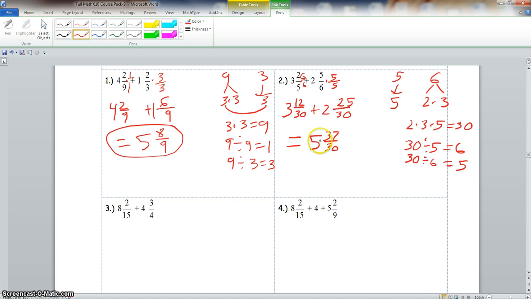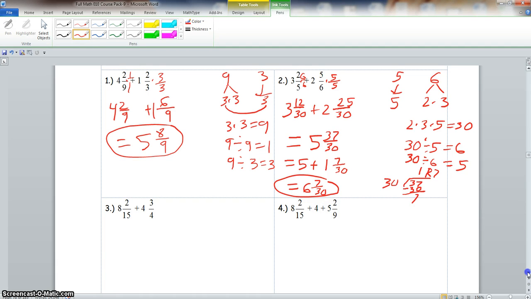Now we have a little issue here that we didn't have in the other problems. We have an improper fraction here. So this is what we would need to do. We need to go off to the side. We'll take 30 into 37. 30 goes into 37 once. And we have a remainder of 7. So now, this actually becomes 5 plus 1 and 7/30. Now, we will add the integers together. 5 plus 1 is 6, and we'll bring down our fraction. And that is our final answer.